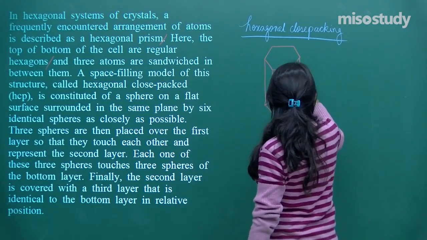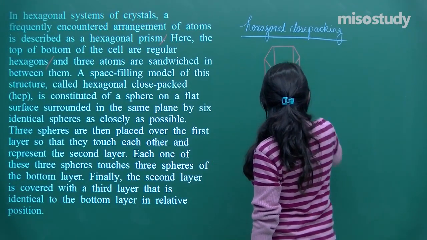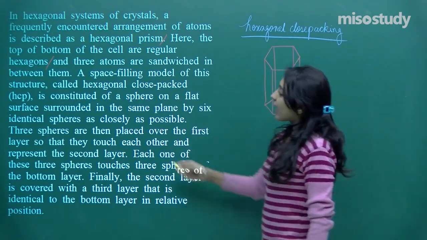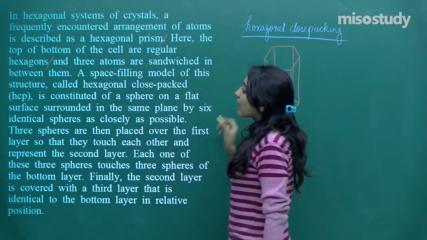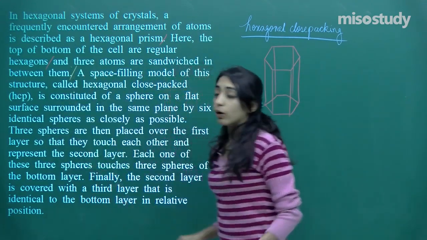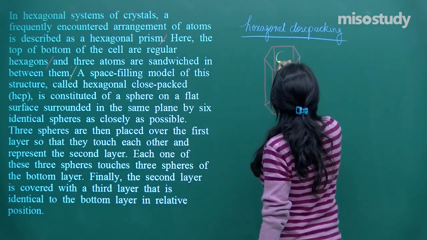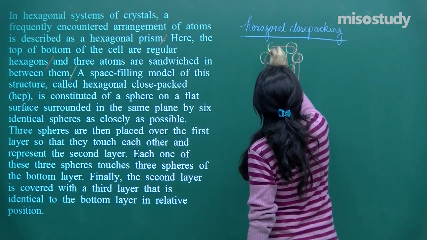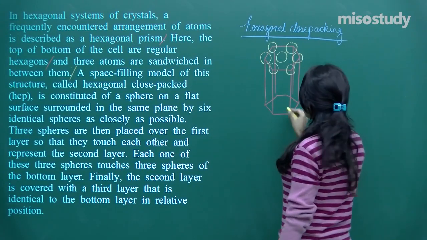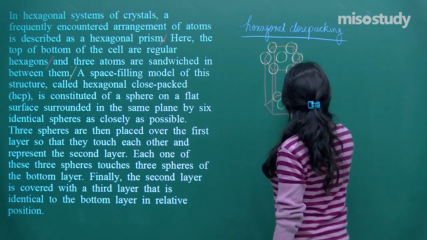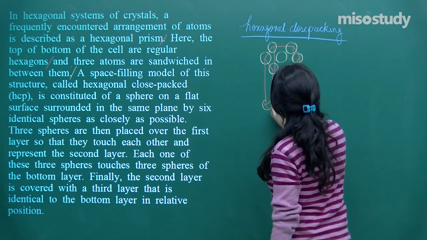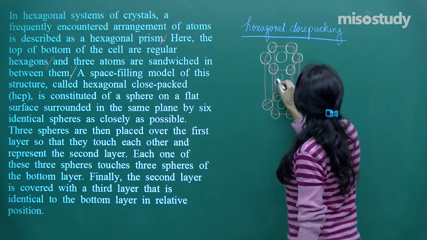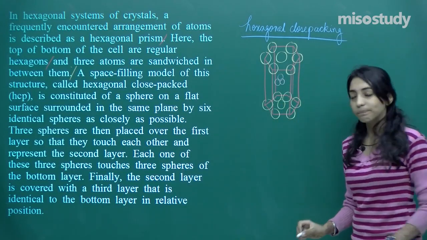Okay, so this I am describing like this. It's a regular hexagon that I have drawn. Now it says that 3 atoms are sandwiched in between them. So what I'll say, one atom is there in the center surrounded by 6 atoms, right? Similarly, one atom at the center surrounded by 6 atoms, and 3 other atoms are present which are sandwiched between these 2 layers.